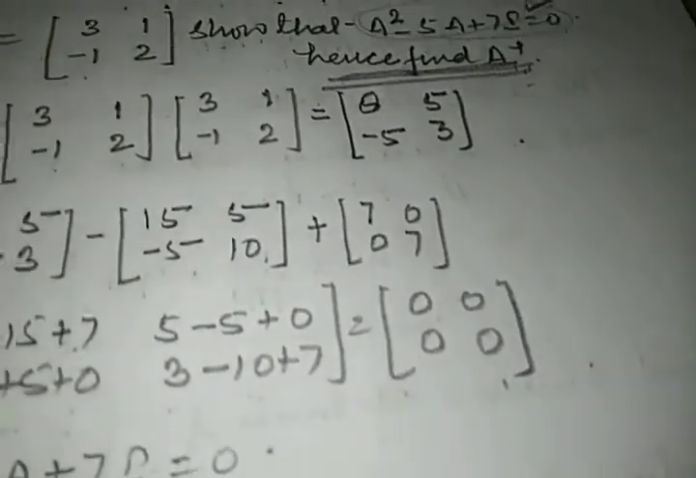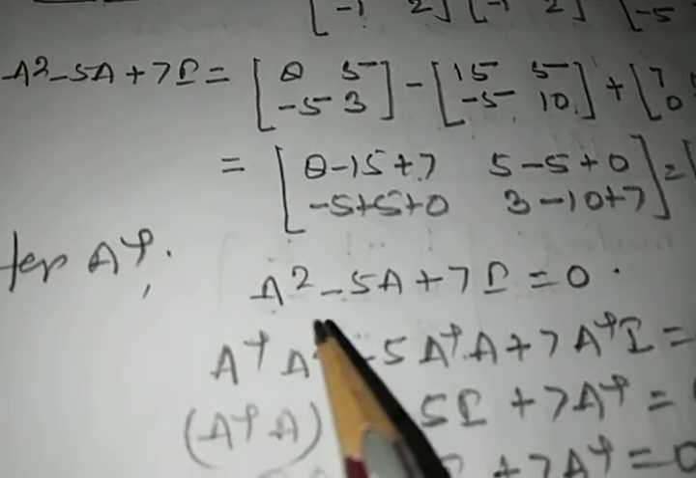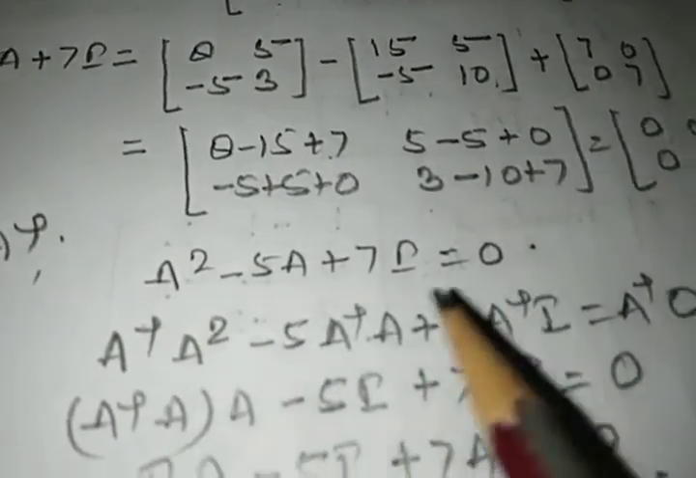See how I have done it. So this is A. This was A square minus 5A plus 7I. A square I have calculated, so I put it here. So this has become 0. The first part is proved. Now A square minus 5A plus 7I is equal to 0.